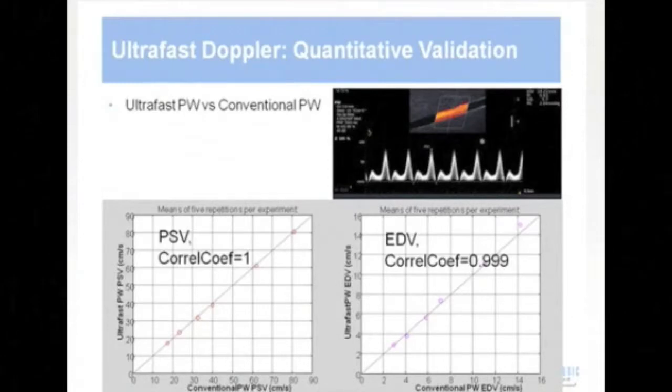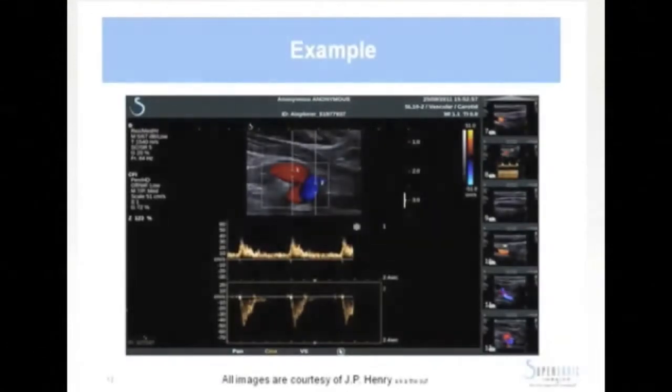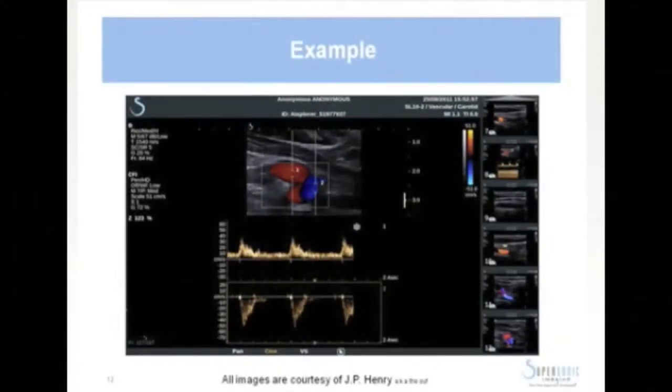Here is a first example of a complex flow in a subclavian artery. You can see here a nice movie acquired at 84 Hertz and two spectral data at two different points that are inverted.